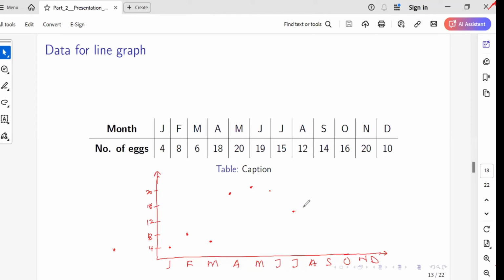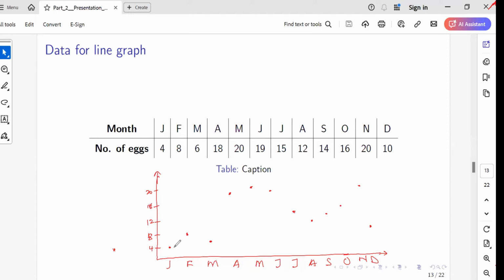Okay. August, we have 12. September is 14. October 16. November 20. And then December 10. Okay. All right. So I've plotted the dots for each of the numbers for each of the months. Because it's a simple line graph, what you do is just connect the dots.